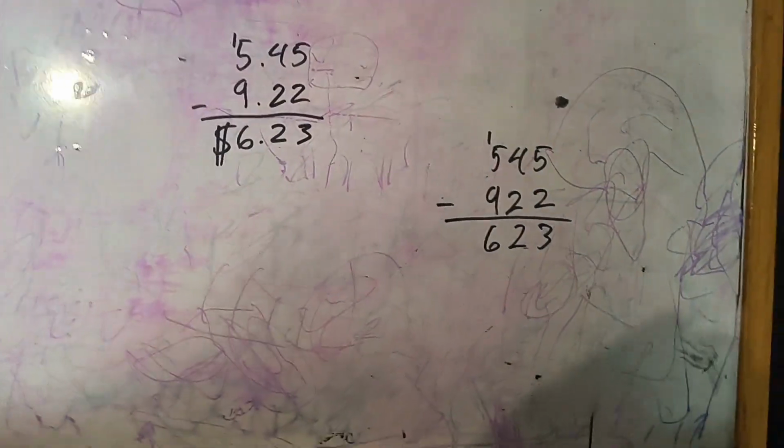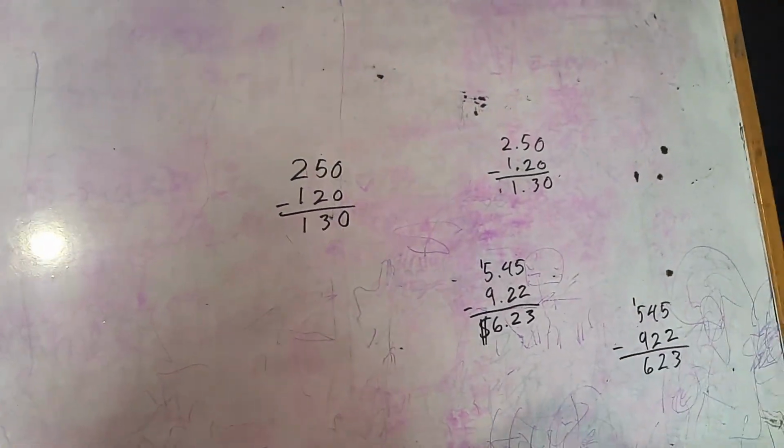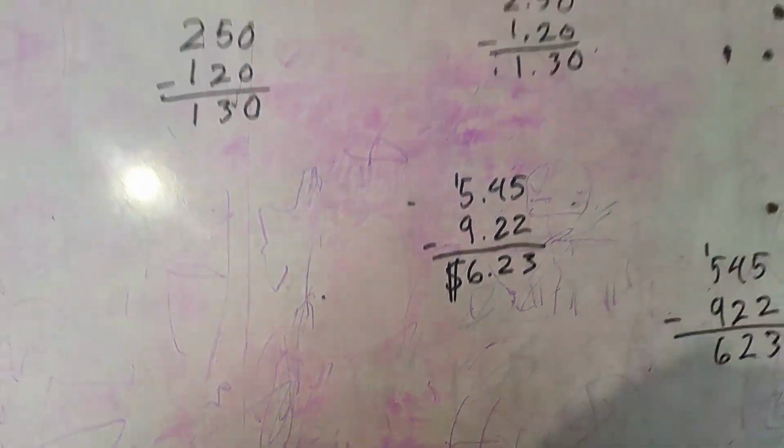That's how you do it. It's exactly like subtracting hundreds or anything else like that with change. The only difference is where the decimal point is.